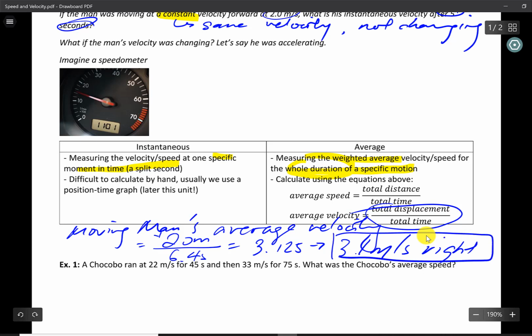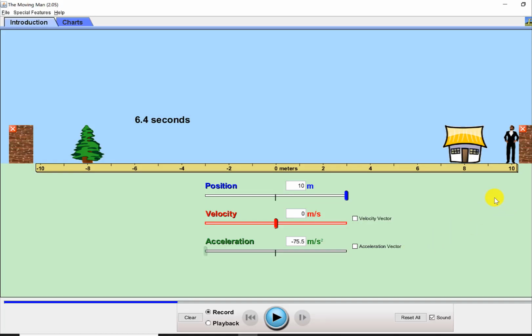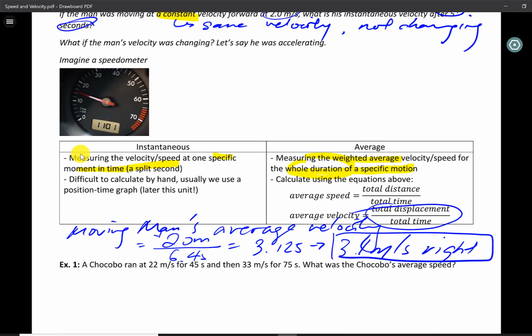That's how you would calculate the average velocity. And notice that the average velocity is describing the whole motion. It's not necessarily saying a particular velocity for a specific time. We don't know that. We would have to actually track the motion every second, or millisecond, if not microsecond, to find the instantaneous velocity, which is why it's difficult to calculate by hand, as opposed to average. It's much easier if we use a position-time graph, not something we will cover in this video today.